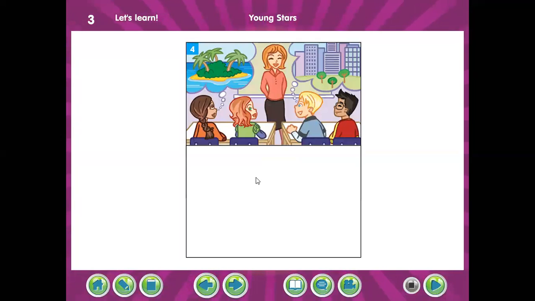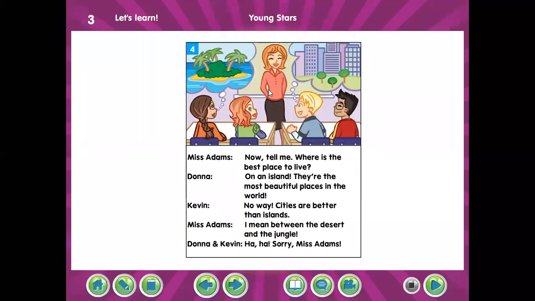Okay? And finally, they are talking about the best place to live. Okay, the best place. Let's see. Fabiana Ramos, in Donna's opinion, what is the best place to live? In the island. Very good, thank you. In the island, yes. In Donna's opinion, the best place to live is the island, no? Genesis, please. In Kevin's opinion, what is the best place to live? The cities. The cities, no? Very good.